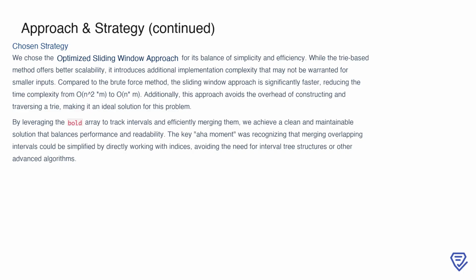By leveraging the bold array to track intervals and efficiently merging overlapping ranges, this method achieves an ideal balance between performance and readability. The key insight was recognizing that we could work directly with indices to handle overlapping intervals, simplifying the process without requiring advanced data structures like interval trees. This makes the sliding window approach both practical and effective for this problem.